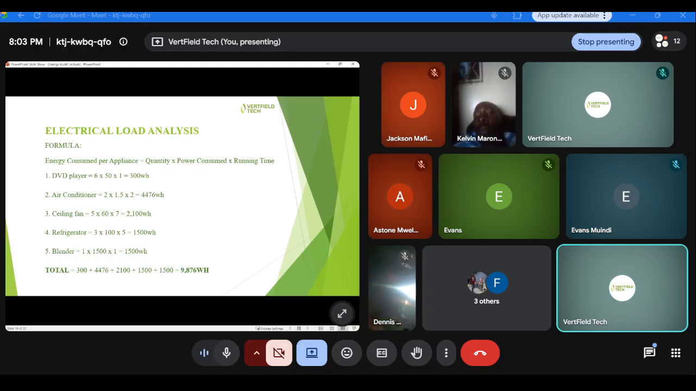Altogether, we are going to have 300 plus 4,476 plus 2,100 plus 1,500 plus 1,500. That will give us a total of 9,876 watt hour. And having gotten that, that automatically becomes our energy need of the facility.